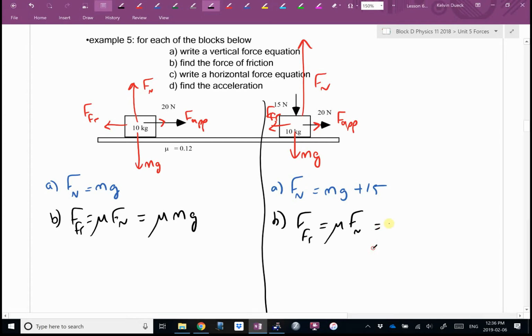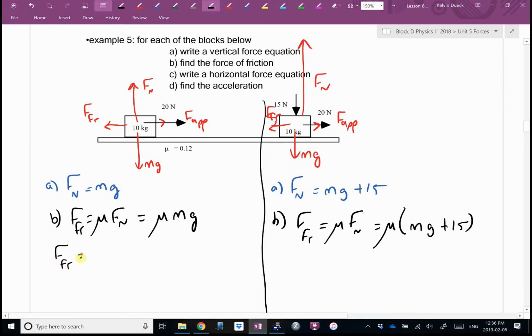Here, it would be mu, I don't know the normal force. Oh, what can I replace the normal force with on the right-hand one? Keep reading. Yeah. So we're going to have to go like this. Bracket mg plus 15, mu. Both of those, though, are the same expression, mu times the normal force. It's just we have a different normal force. You okay with that? Well, let's plug and chug, Kenley.